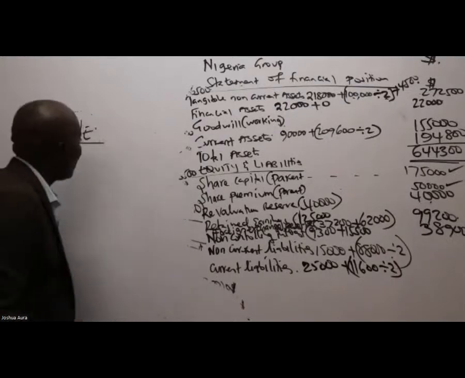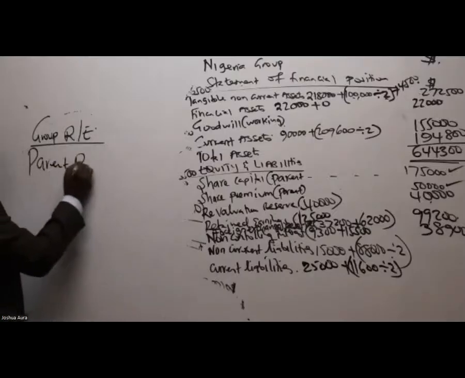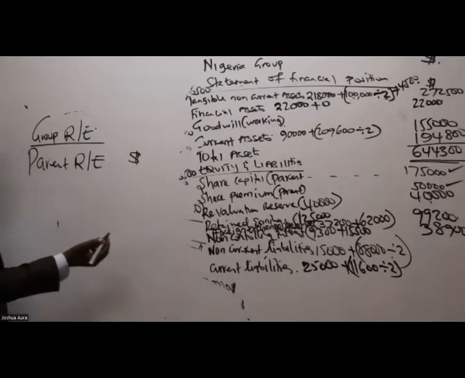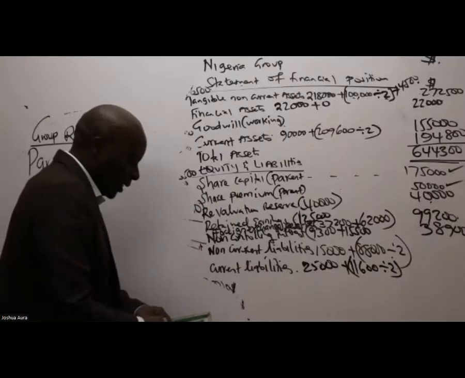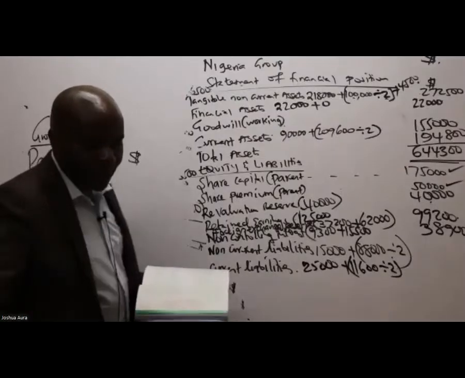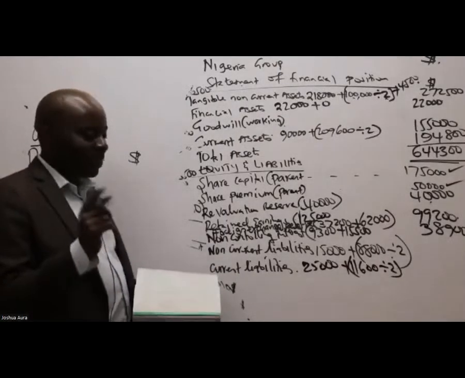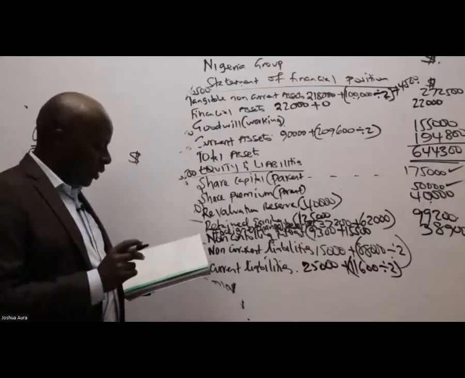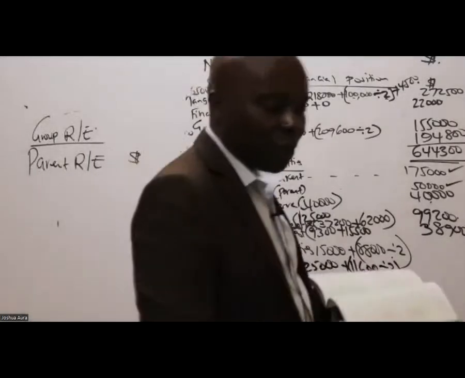For group retained earnings, I have the parent's retained earnings. These ones I have no problem with, they are in dollars already. So the parent's retained earnings here is how much? Thank you very much. I can see now you guys have an idea. Parent's retained earnings from the balance sheet, how much do we have?